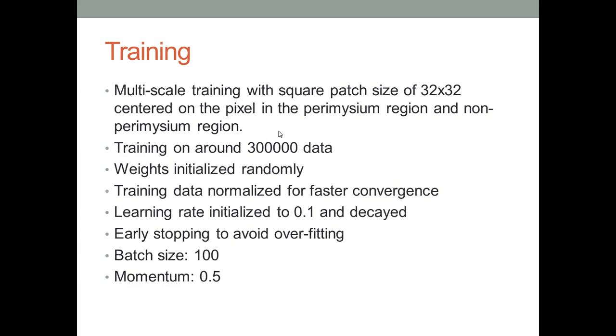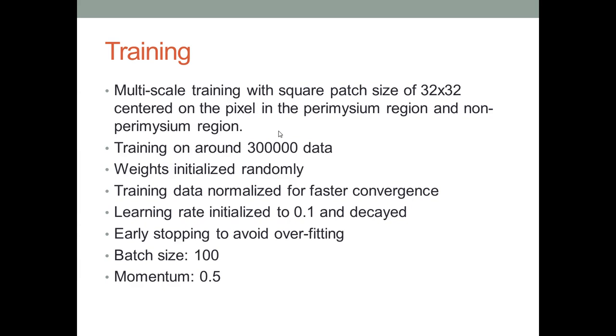For the weight initialization, I just did a uniform random sampling, and for the training data, I normalized it to have zero mean and unit standard deviation. I normalize my data to be basically within 0 and 1, and this is done for faster convergence.